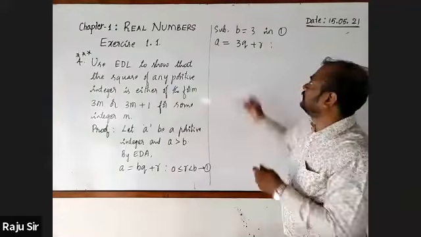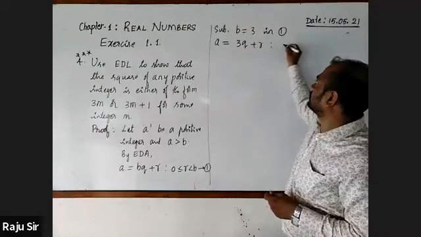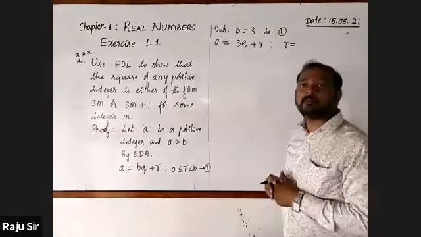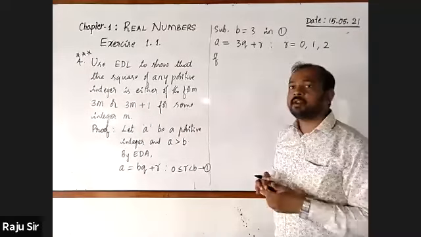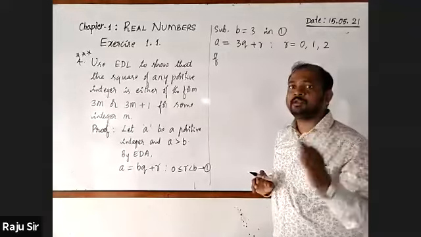Now, A equal to 3Q plus R, then what will be the possible remainders? 0, 1 and 2. Yes, please go on writing with me. Whenever I ask you the question, in that time only respond.